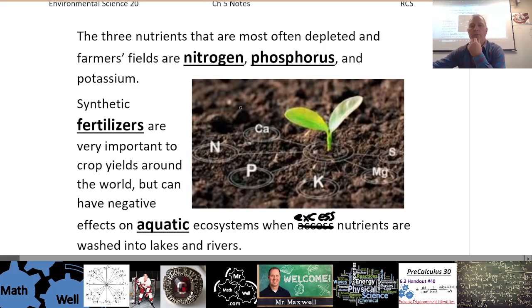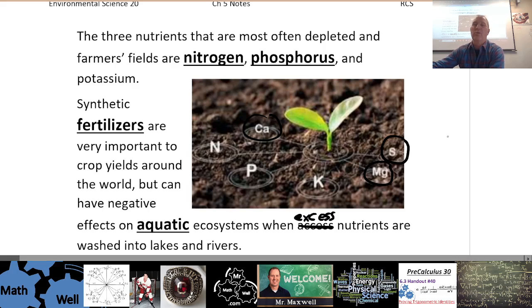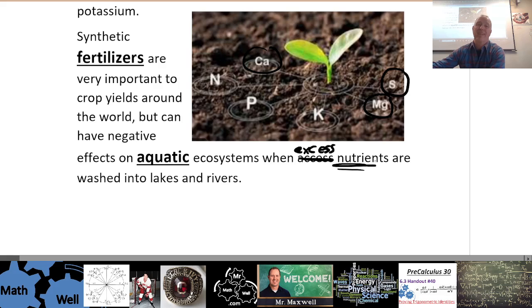So some of these other ones here, this is calcium, this is magnesium, this is sulfur. There's lots of things in the soil that the plants need. If you put a little bit too much in the soil that the plants don't all use, or if it's on the surface of the soil where rain often washes the surface material off, then you'll quickly lose some of that you put in there, and then an excess amount of these sorts of nutrients in lakes and rivers can have a real negative effect.